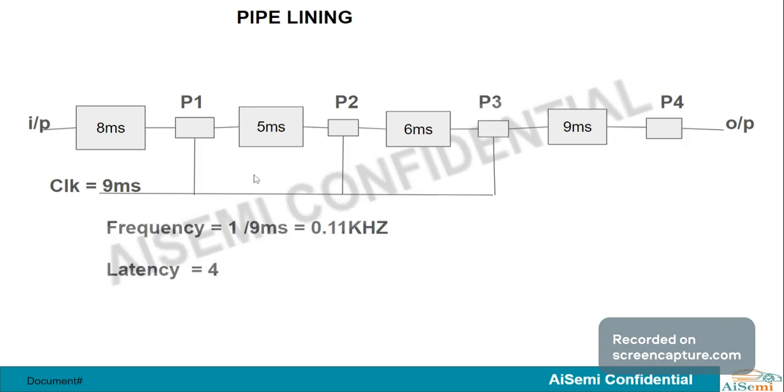Here also I'm giving one more example. In the circuit diagram, I'm giving different times, and I'm taking four special devices. Then latency is equal to 4. Here the worst case propagation delay is 9 milliseconds, so 1 by 9 milliseconds is equal to 0.11 kilohertz. This is the pipelining. Thank you for watching.